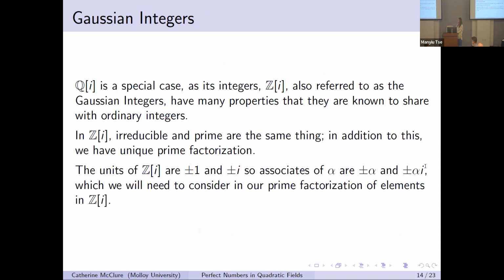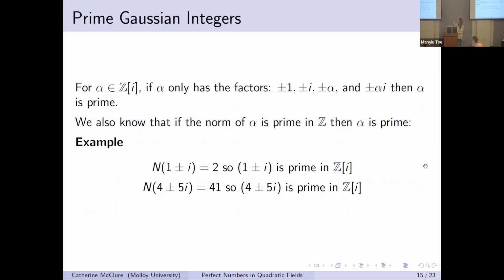The units, as I said earlier, are plus minus 1 and plus minus i. So associates of alpha are plus minus alpha and plus minus alpha i. So we're going to need to consider this in our prime factorizations of elements. So prime Gaussian integers are basically, if we have a Gaussian integer alpha, and alpha only has the factors plus minus 1, plus minus i, plus minus alpha, and plus minus alpha i, then alpha is prime. So it's like in our regular integers, if we just had n and plus minus 1 and plus minus n as its only factors, then it's prime. It works the same here, just we have more different factors because we have more units. And same thing goes, if the norm of it is prime in the integers, then alpha is prime.